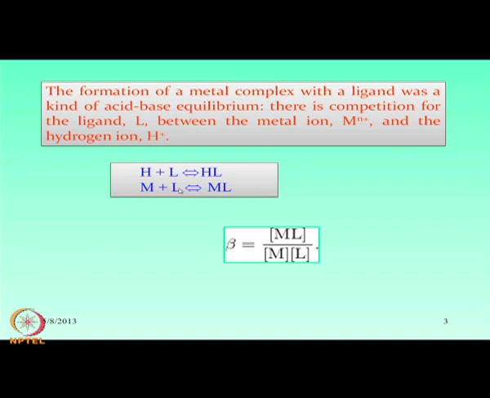And for the second case, if we consider that ML is forming out of M and L, and if we can measure the concentrations of the complex ML as well as the concentrations of L and M at equilibrium, then we can write down the corresponding equilibrium constant, which is nothing but the concentration of the complex formed, ML, divided by the concentration of the M left over at equilibrium and the equilibrium concentration of the ligand. This will give us a corresponding constant value as beta.